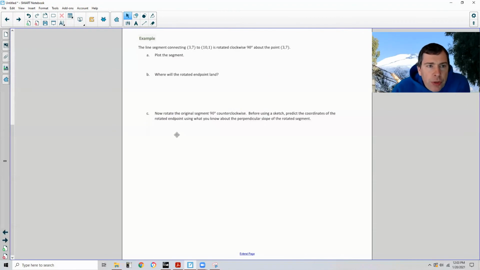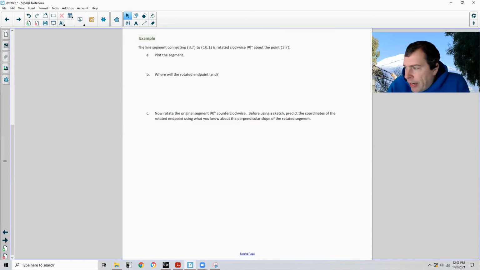Okay, that's better. So it says the line segment connecting the point 3, 7 to 10, 1 is rotated clockwise 90 degrees around the point 3, 7. A, plot the segment. B, where will the rotated endpoint land? And C, now rotate the original segment 90 degrees counterclockwise before using a sketch. Predict the coordinates of the rotated endpoint using what you know about the perpendicular slope of the rotated segment. All righty, so I'm going to need to plot some things here.